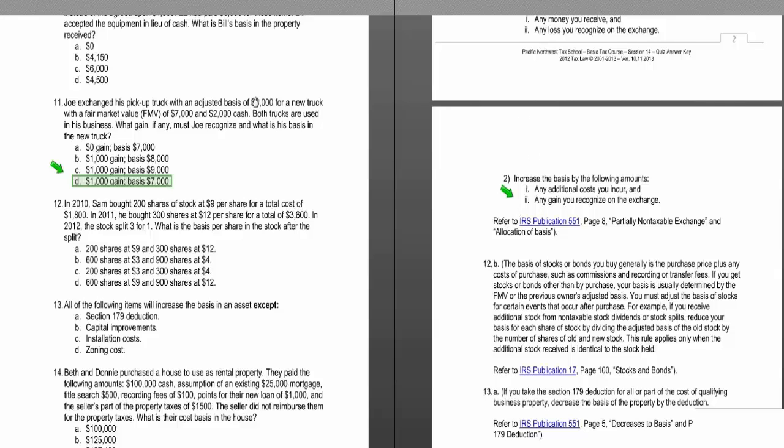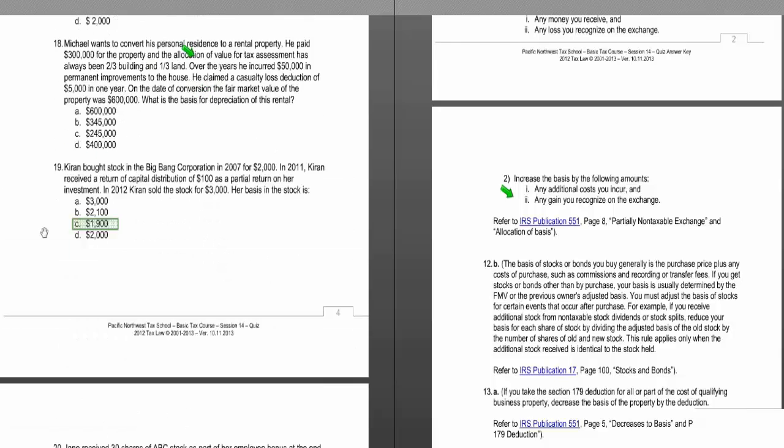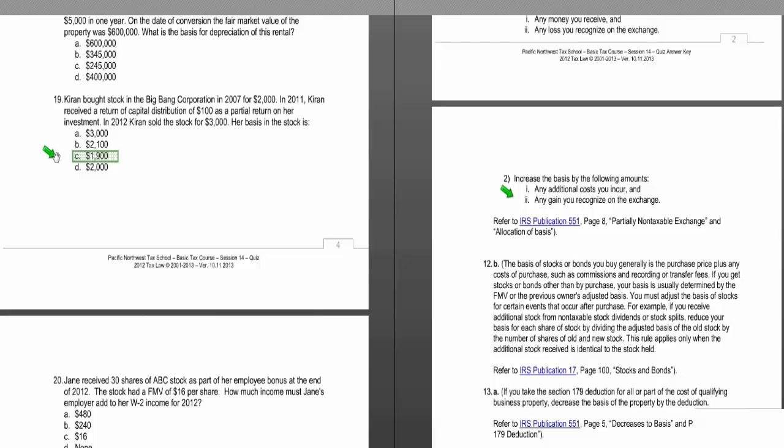So we begin by taking 8 and subtracting 2, because 2 is the money received, but then we have to recognize a $1,000 gain, so that $1,000 gain is added back into the basis, and that's where we get $7,000 again. Moving on now to question number 19.